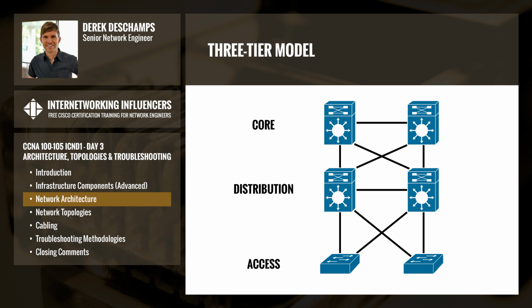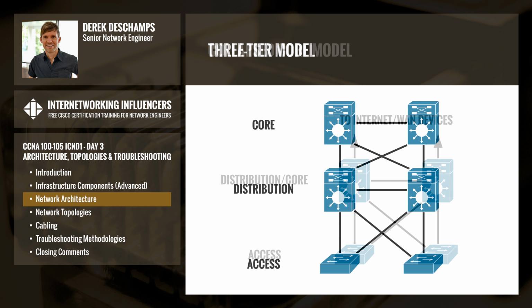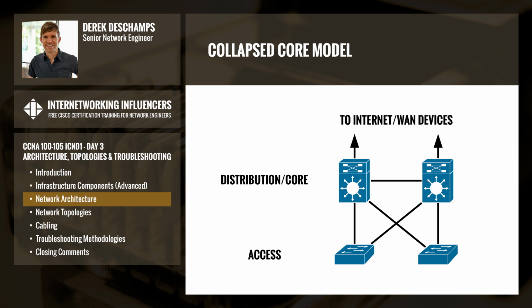The core layer is the backbone for the network and is used for connecting the distribution layer switches in multiple buildings together. The core layer is designed to be a high-speed, highly reliable, low-latency transit path between distribution layer devices. The three-tier model is generally used in large campus networks that contain multiple buildings.